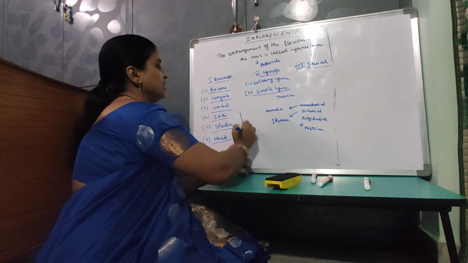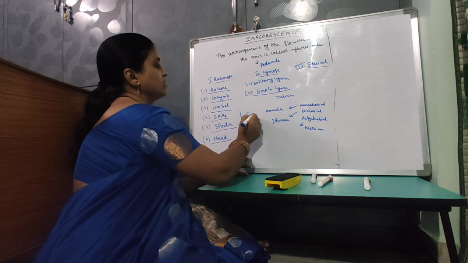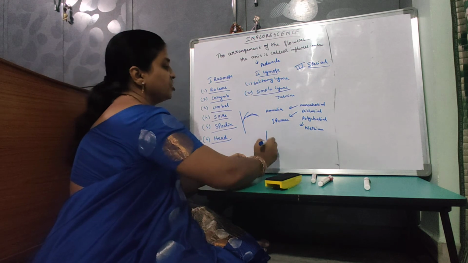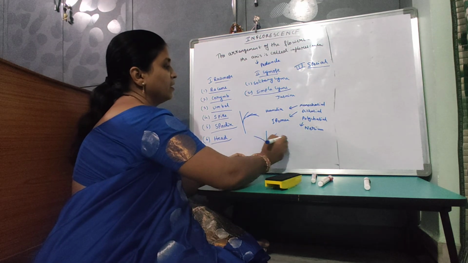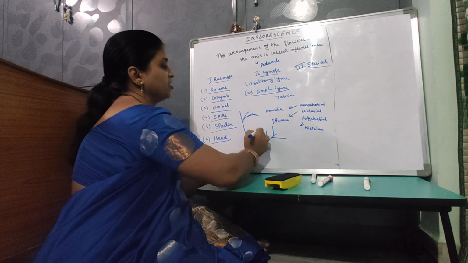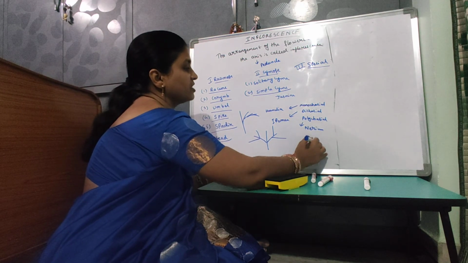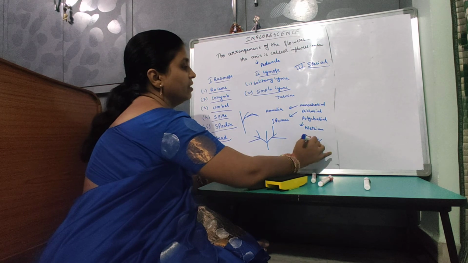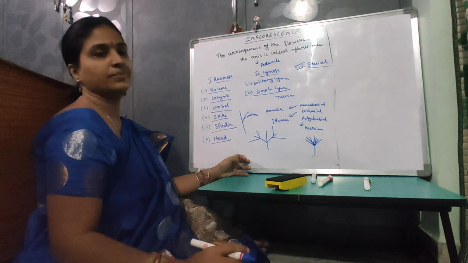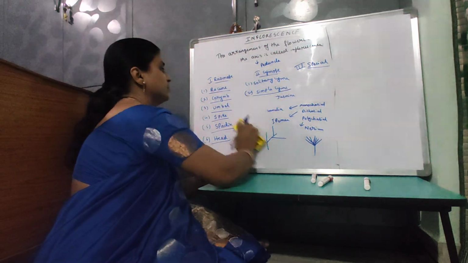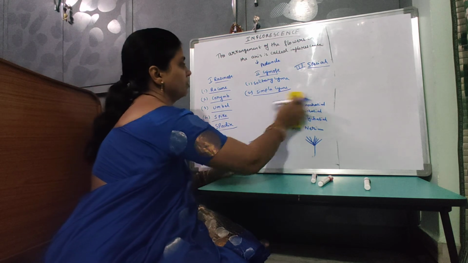Monochasial means like this, it is present once. Dichasial means it is branched again. Polychasial means many branches are raised at one point, like this. This is about the cymose inflorescence.